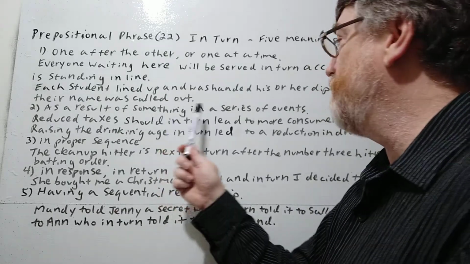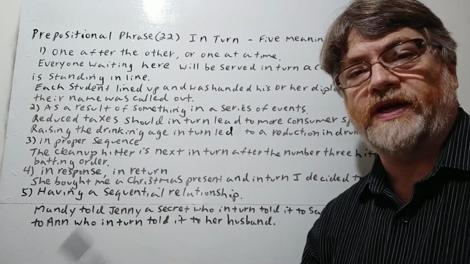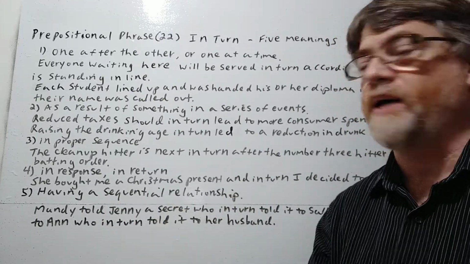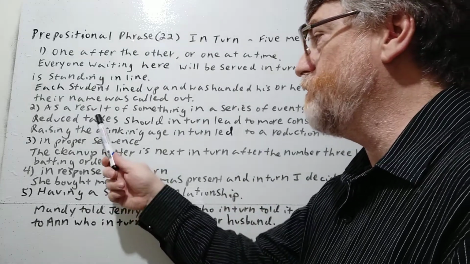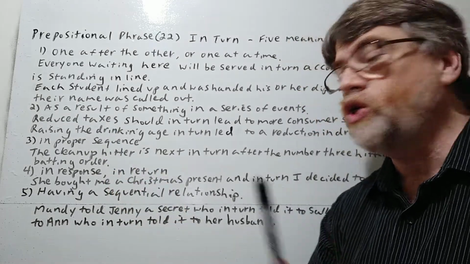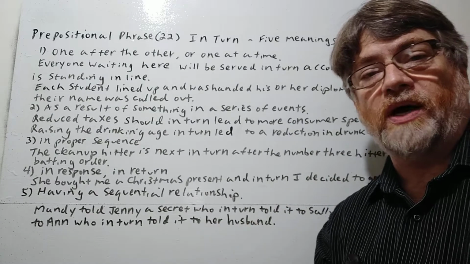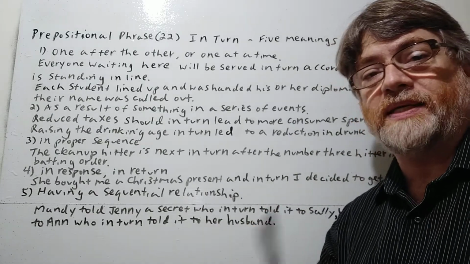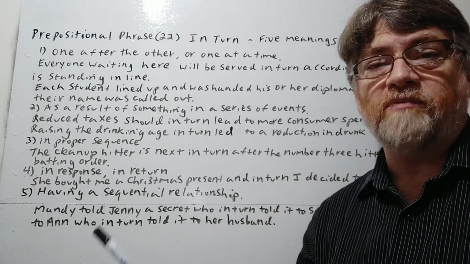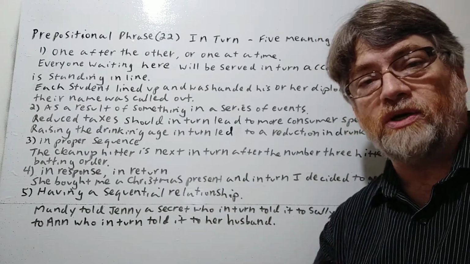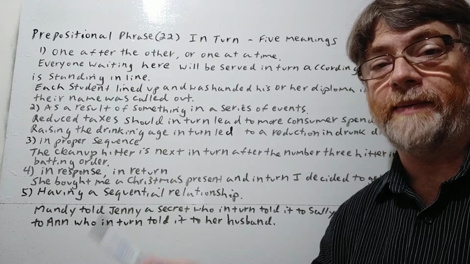As a result of something in a series of events. So this means like "as a result." One thing kind of caused another thing to happen. So let's look at the first one. Reduced taxes should in turn lead to more consumer spending. So if you reduce people's taxes, they have more spending money. When they have more spending money, they tend to spend it. So this should in turn lead to more consumer spending.